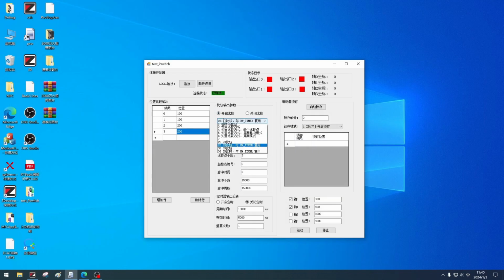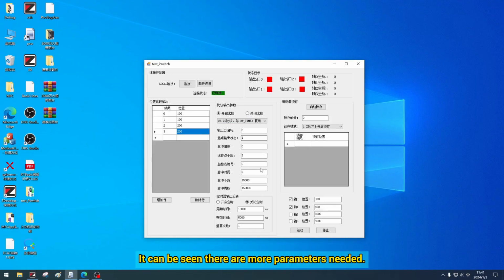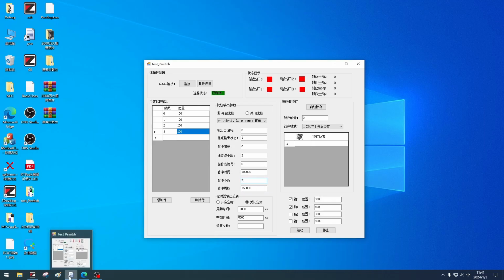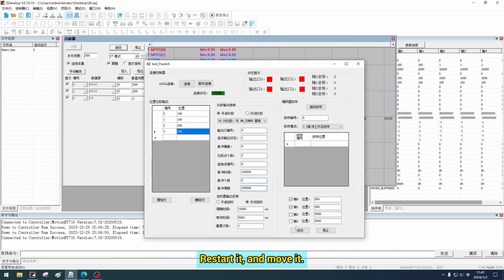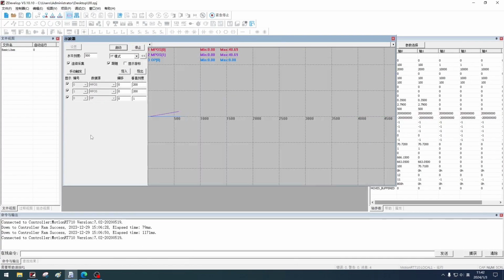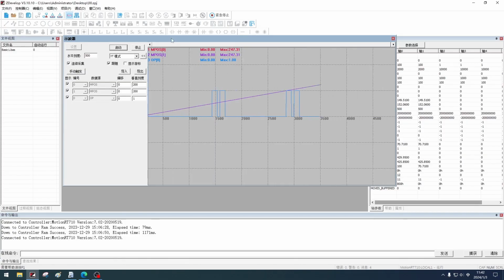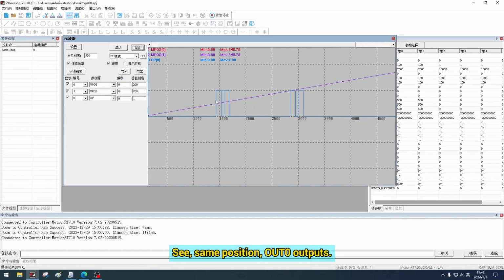Back to the C# routine. Choose mode 26. It can be seen there are more parameters needed. Set the pulse time to 0.1 second, so it outputs pulses of 0.1 s every time. Set 2 pulses, period time 0.15 second, which means 1 period spacing of 0.15 s. Others are the same. Go to the scope. Restart it and move it. See, at the same position, out 0 outputs, but it outputs twice. This is mainly for getting precision output.